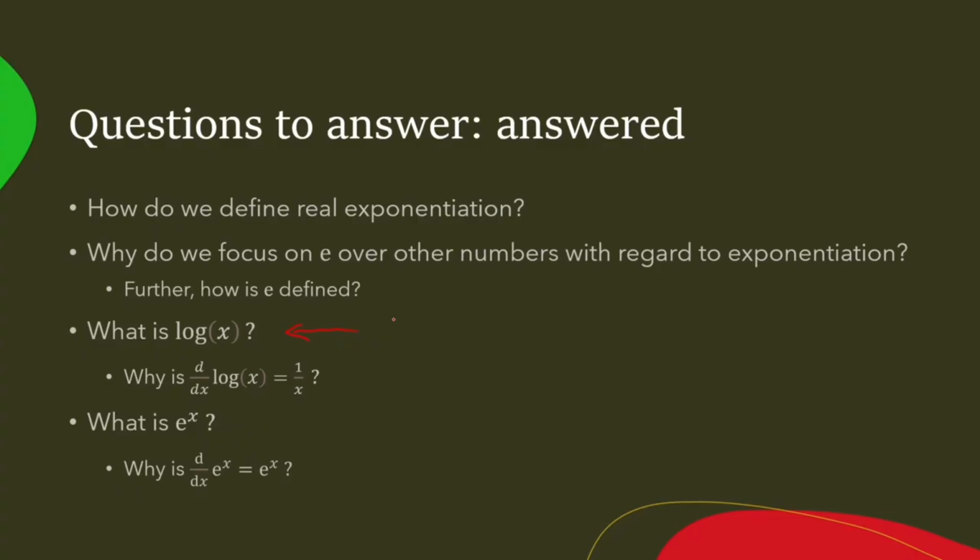We said that there was a unique function L, which mapped us from the positives to the reals, satisfying two properties. L1 being the property that the derivative of the function was 1 over x, and L2 being the property that when you plug in 1 to this function, you get 0. So we proved that there exists a unique function satisfying these properties, and in particular, that function was the integral from 1 to x of 1 over t dt. And so since this function was unique, we gave it some notation, and we call this the log function.